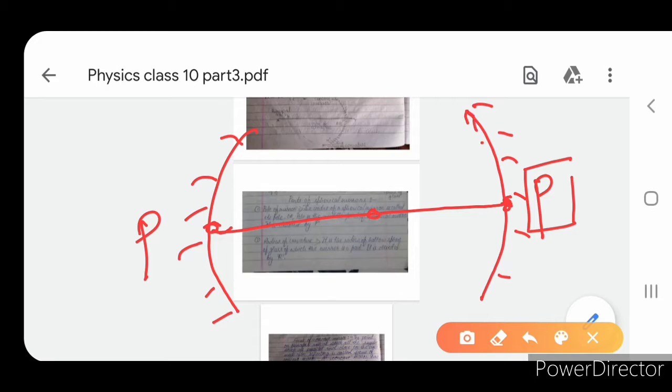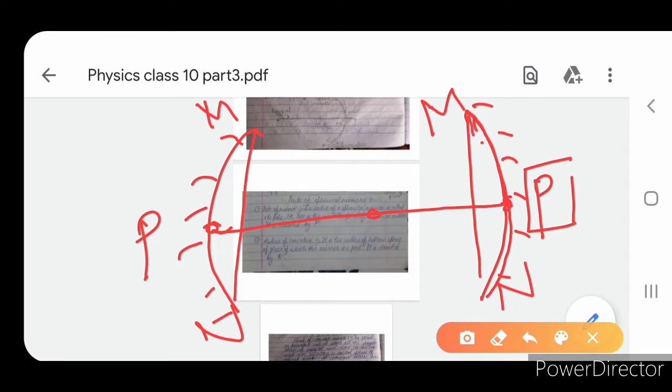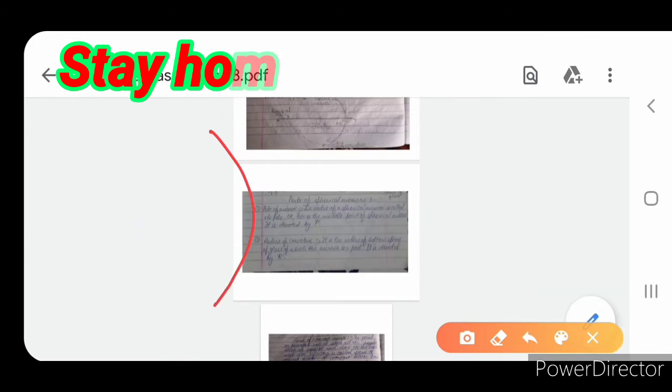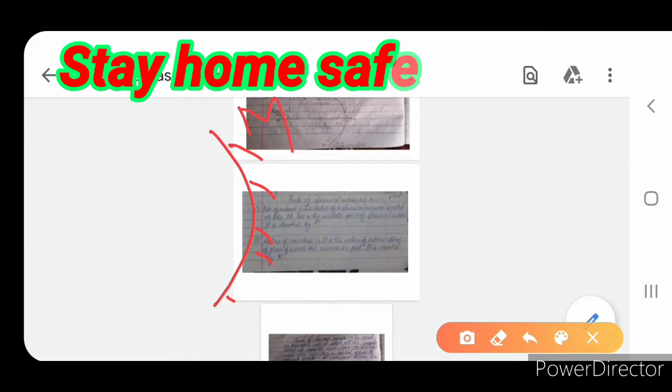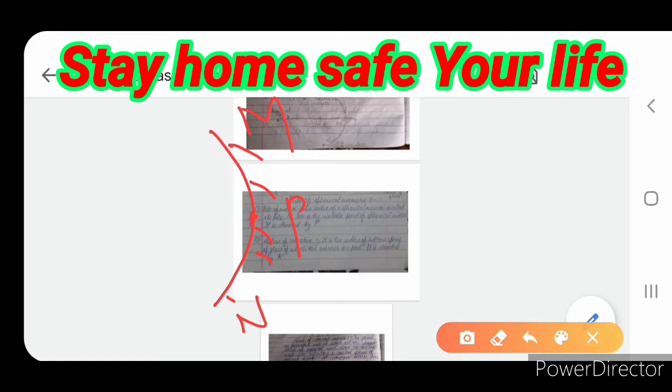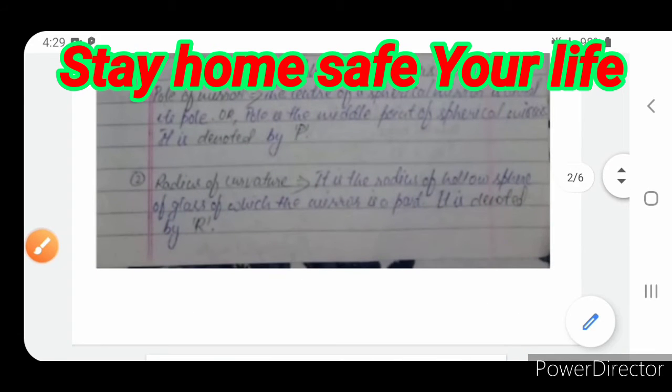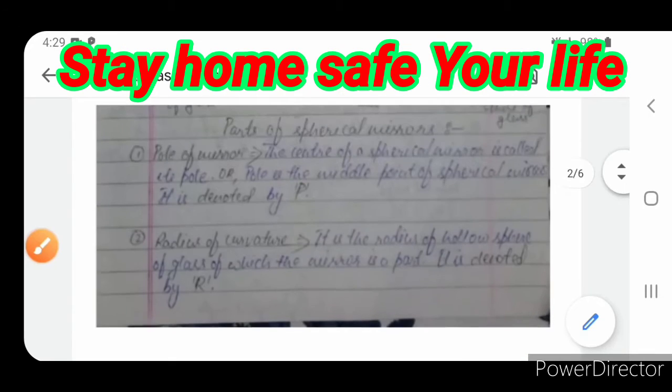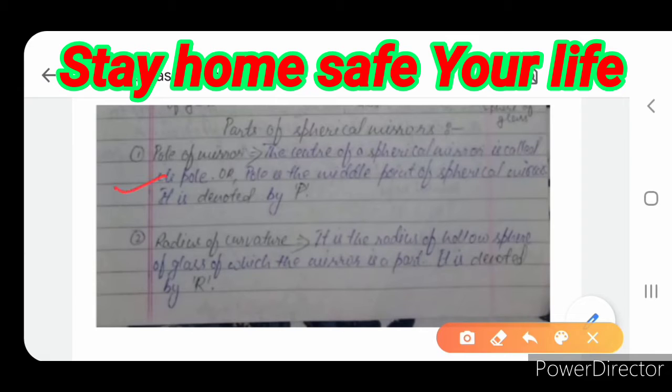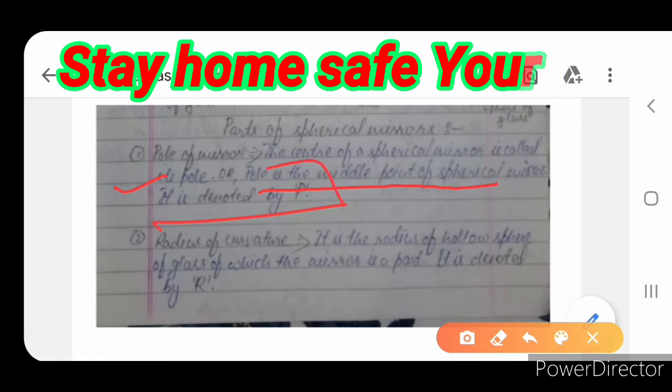And the total opening of the mirror, look here, MN is the total opening. This length MN is called the aperture of the mirror. Aperture. So the total opening of the mirror is called the aperture of the mirror. Here MN is the aperture of the mirror and the center part of the aperture is called the pole of the mirror. The center part of a spherical mirror is called its pole. Pole is the middle part of a spherical mirror. This is the second definition. It is denoted by P.